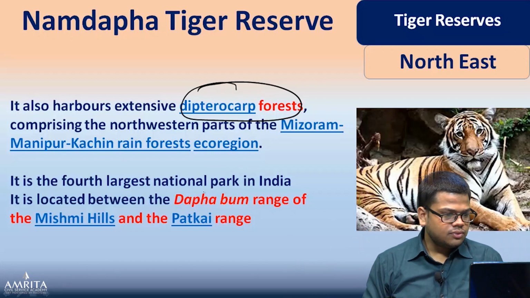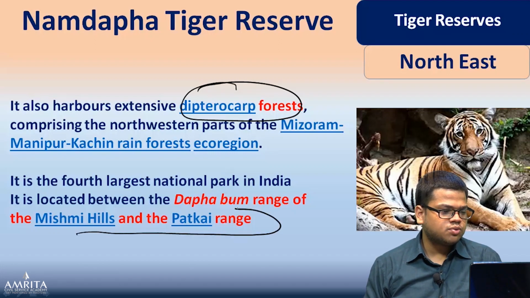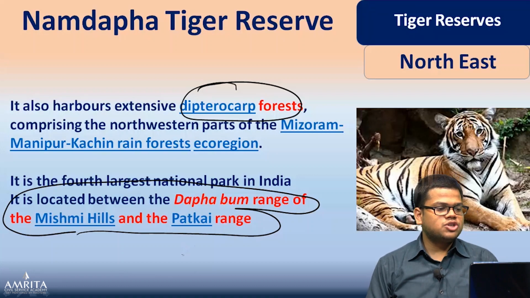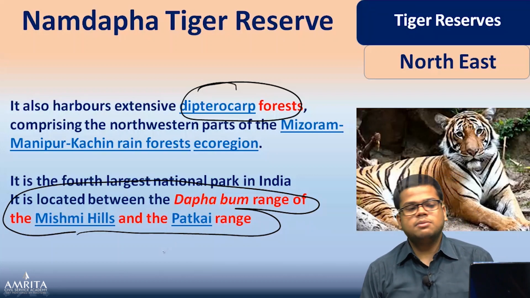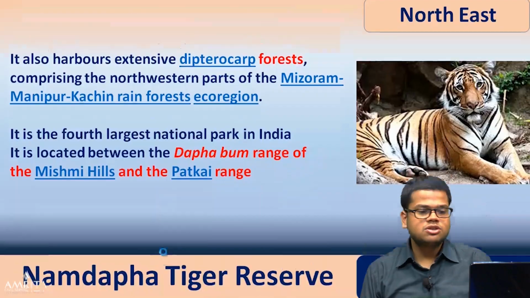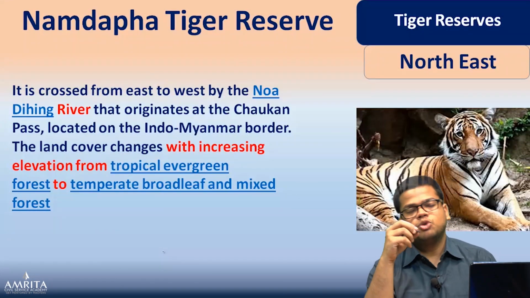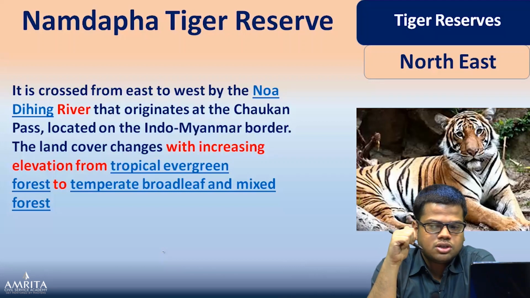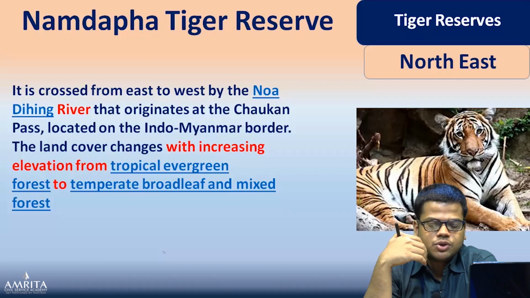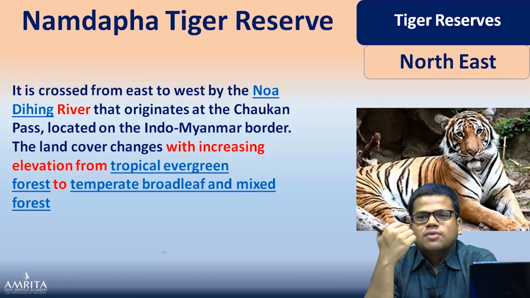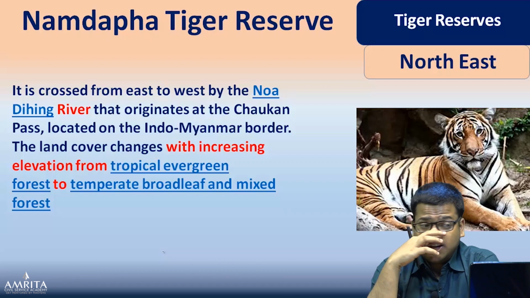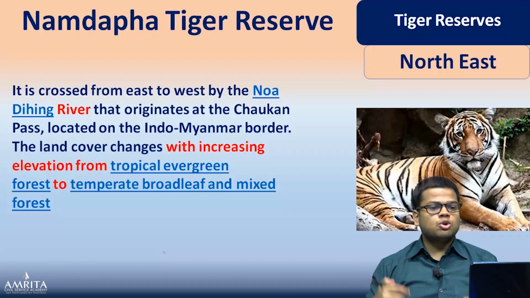Next, it is the fourth largest national park. That's not important. It is located between the Dafla Bum range of Mishmi Hills and the Patkai range. So this question can be asked: between Mishmi and Patkai, which is the tiger reserve located? UPSC is fond of the northeast, because so much less attention is given to the northeast politically and from the governance side. Sadly, it remains one of the neglected portions for aspirants as far as polity is concerned. But it is very important from the UPSC prelims question perspective.